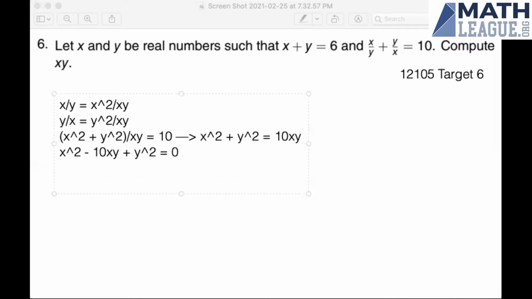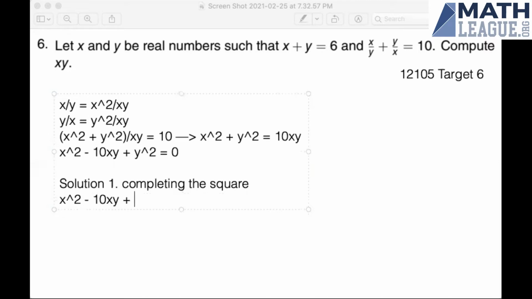Now, what about completing the square? And this is going to be our first solution of 3, completing the square. Doing so will give us x squared minus 10xy plus, what is that? We added 10 divided by 2, that's 5. Square that, you get 25. x squared minus 10xy plus 25y squared equals 25 minus 1, that's 24y squared. You factor the left-hand side as a perfect square, and you end up with x minus 5y squared equals 24y squared.